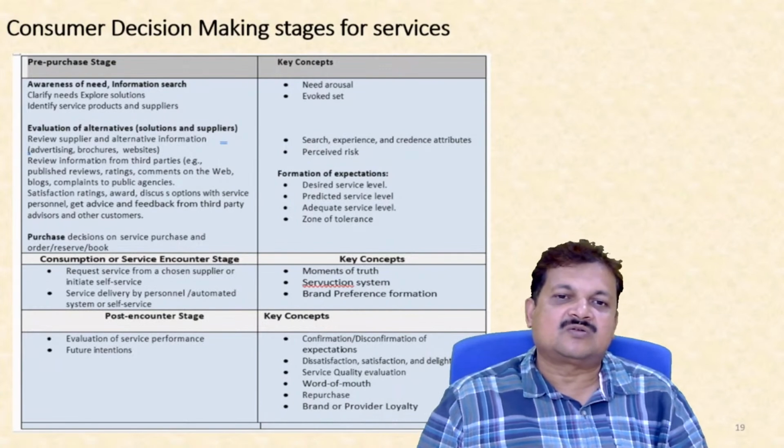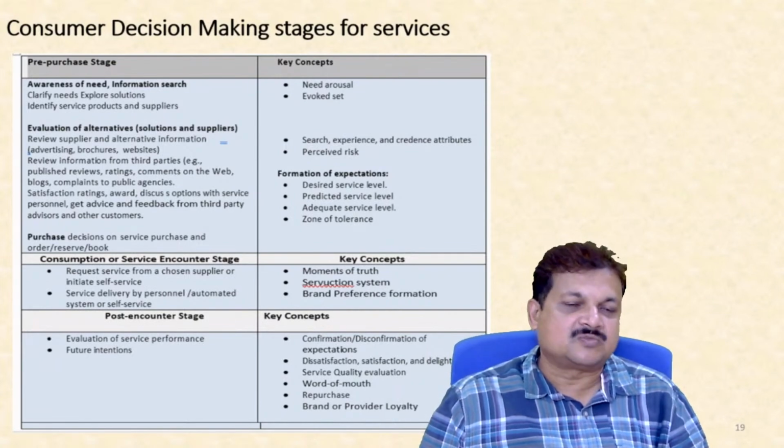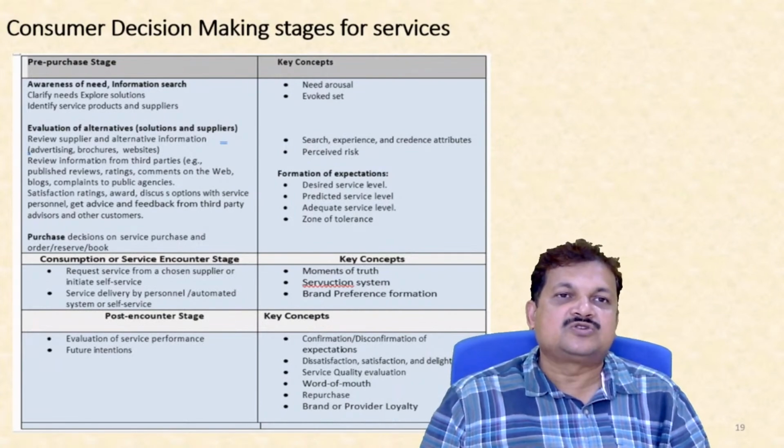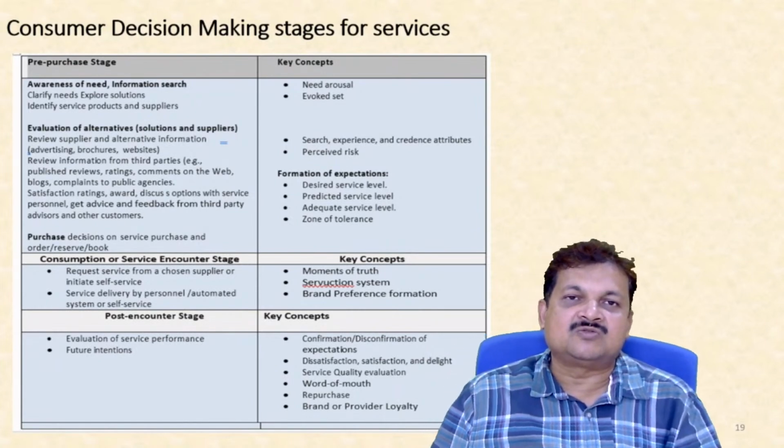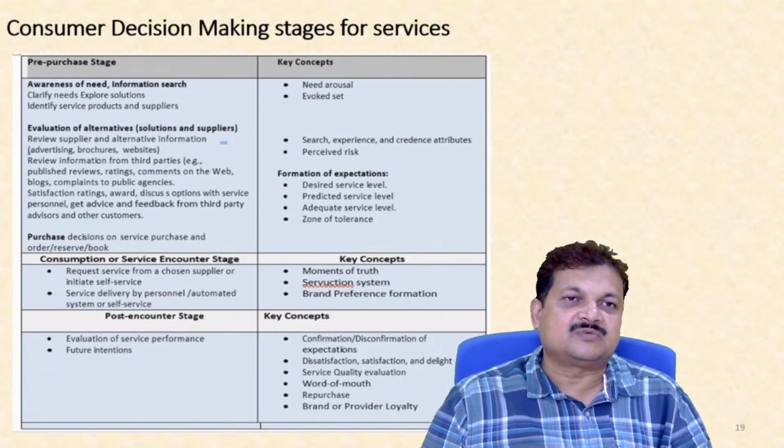So two things are there: what kind of service is available, that is number one. Number two is who is going to provide that particular service, the suppliers also you need to identify. So what you need to see is first the need arousal, which comes directly from your body, that may be required, and the evoked set, where from your memory you try to search which brands are available in the market. That is the key concept.